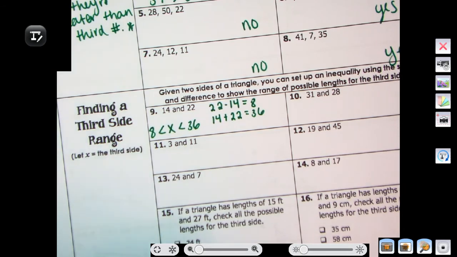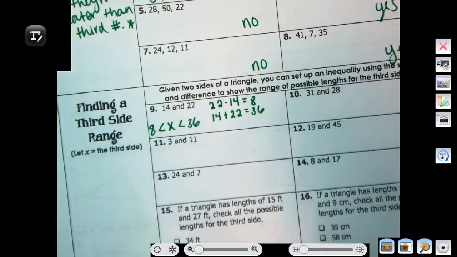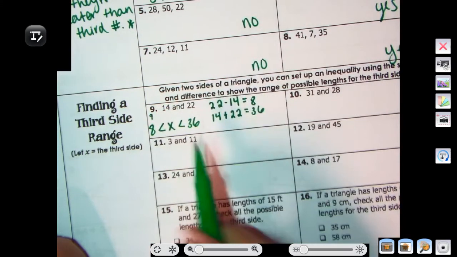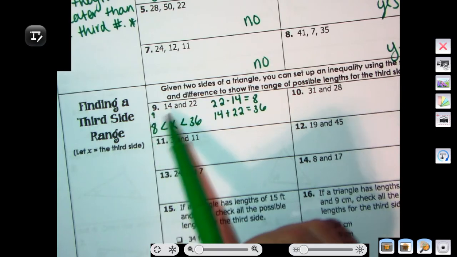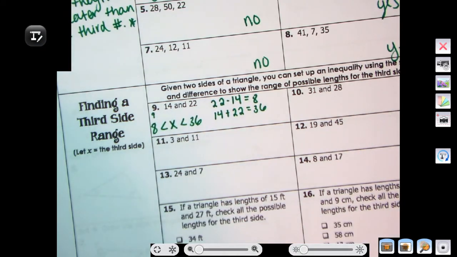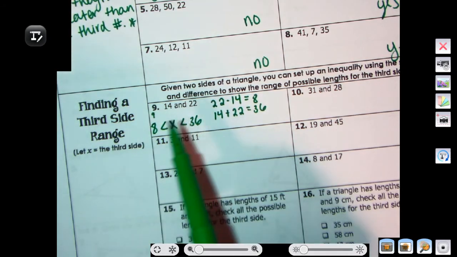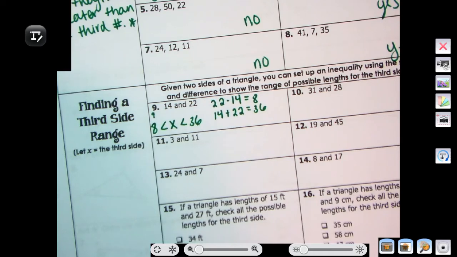Basically, so let's test out some numbers just to show you. 9 falls in that range. Okay, so if I had 9, 14, and 22, that means the two shorter sides are 9 and 14. 9 plus 14 would give me 23, which is greater than 22. If I had anything less than 9, such as 8, then I'm not going to get something that's bigger than 22. Okay? So any number that's greater than 9 but less than 36 would fit that criteria.